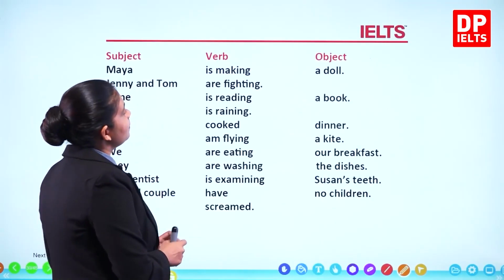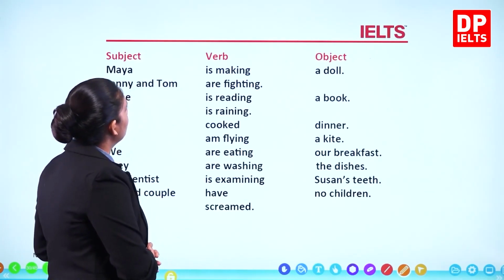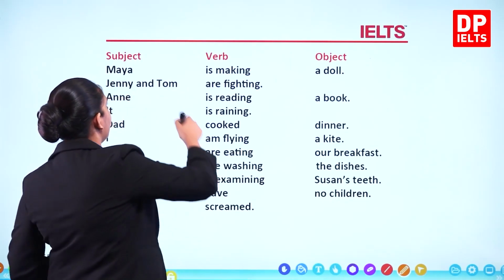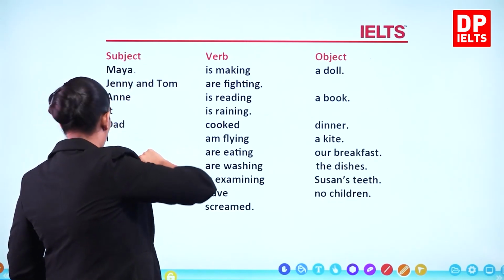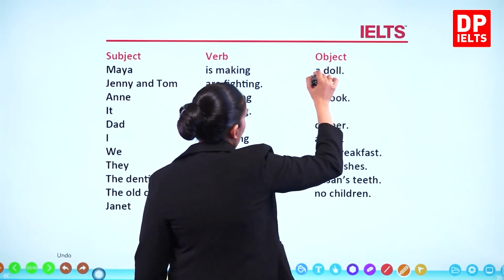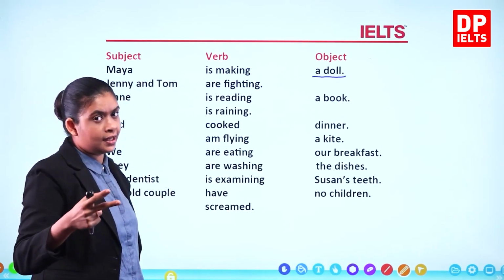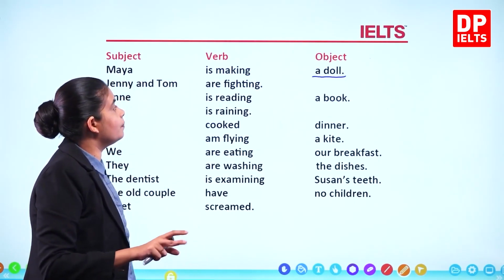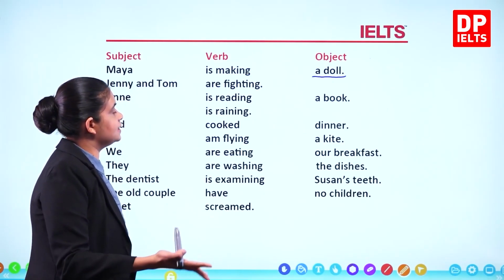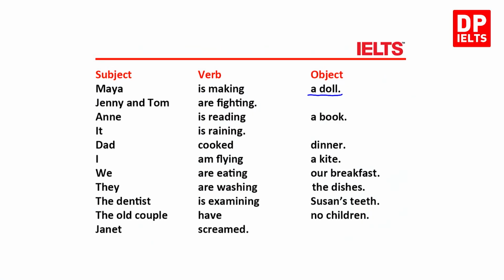Let's have a look at some of the examples. Maya is making a doll. Who is making the doll? Maya. So that is the subject. What is she making? She's making a doll. So the doll is the object. What is she actually doing? It's making. So therefore making is the verb. Make is the main verb. Is the auxiliary verb or the be verb. Right? Maya is making a doll.